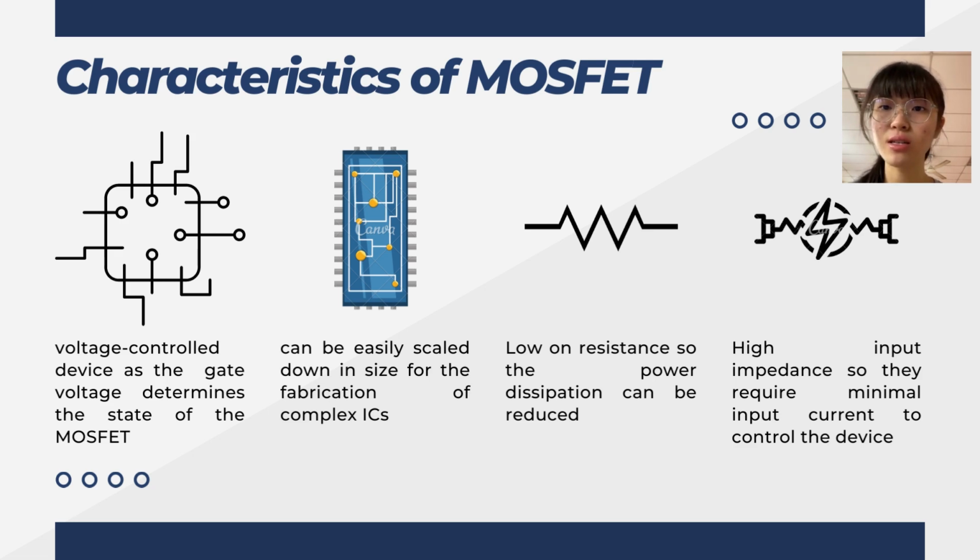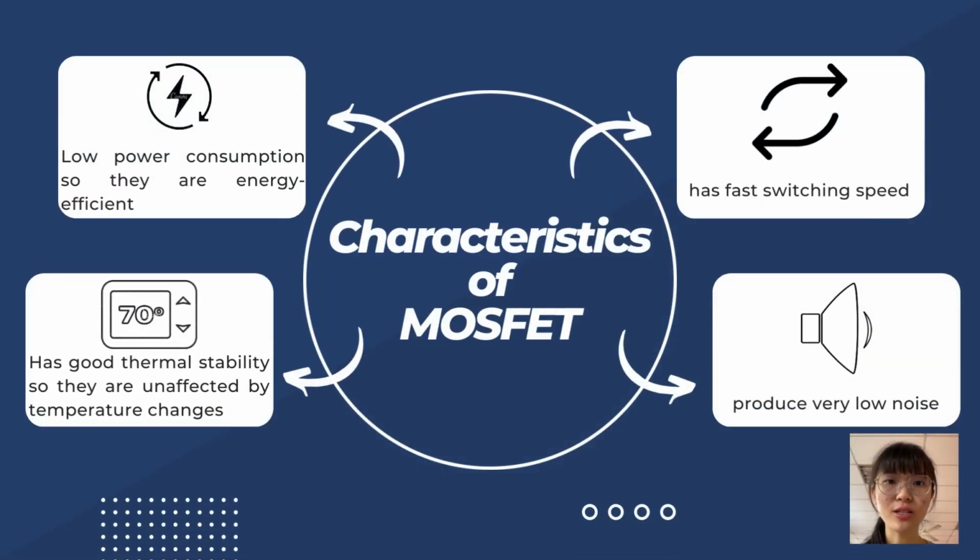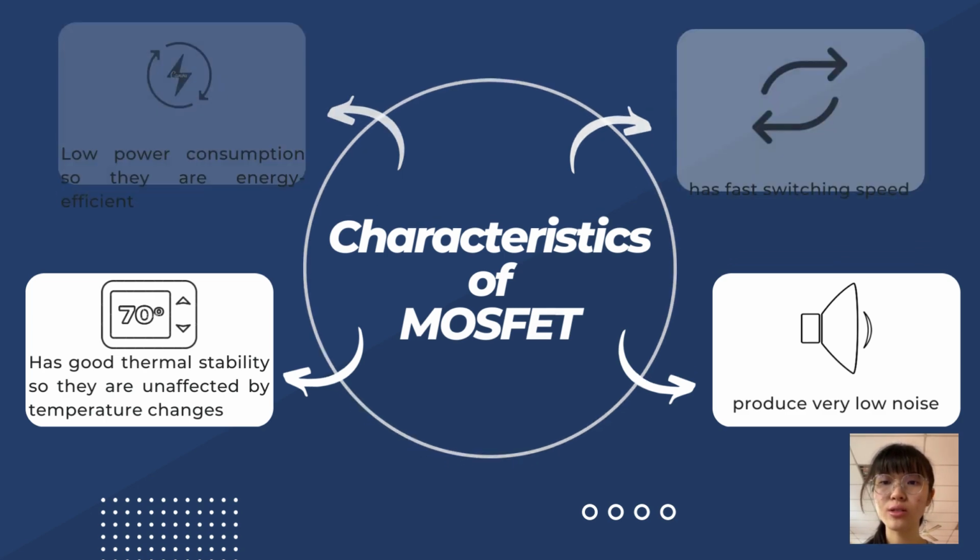The fourth characteristic is MOSFET has high input impedance, so they require minimal input current to control the device. Next, MOSFET has low power consumption, so they are energy efficient. Besides, MOSFET has fast switching speed, so it makes MOSFET a good switch in electrical applications. Moreover, MOSFET has good thermal stability, so they are unaffected by temperature changes. Last but not least, MOSFET produces very low noise.